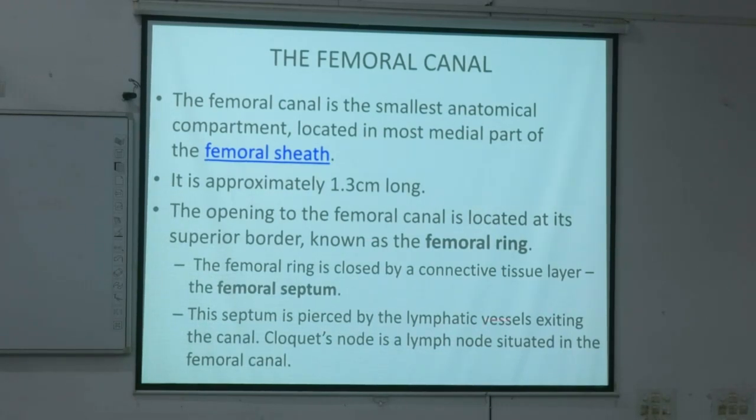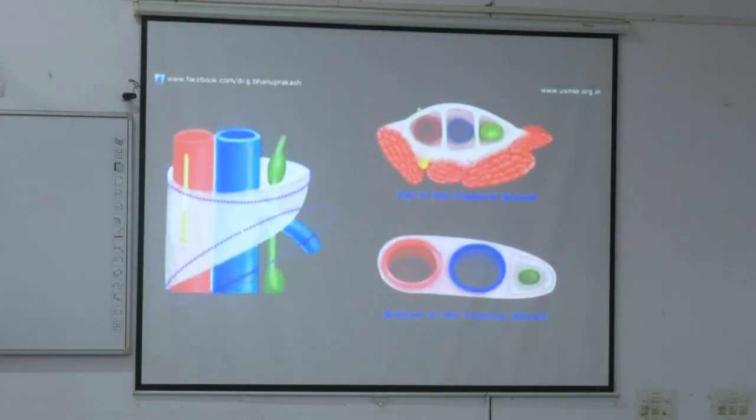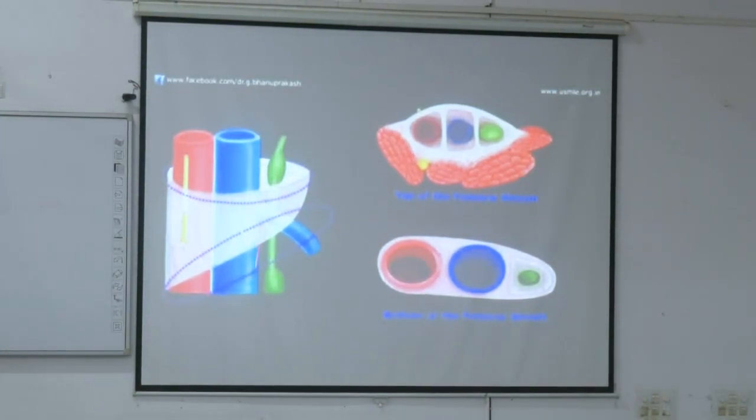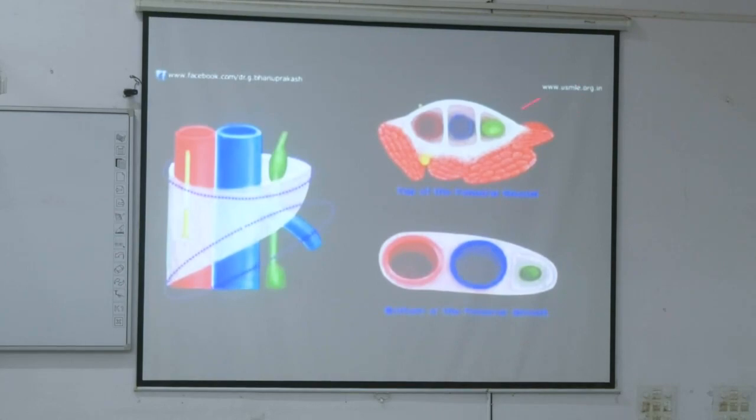This septum is pierced by the lymphatic vessels exiting from the canal, and Cloquet's node is a lymph node situated within the femoral canal. This name is important, Cloquet's lymph node. This deep inguinal lymph node is known as Cloquet or Rosenmuller lymph node. Next, here is the femoral canal containing the lymph node.